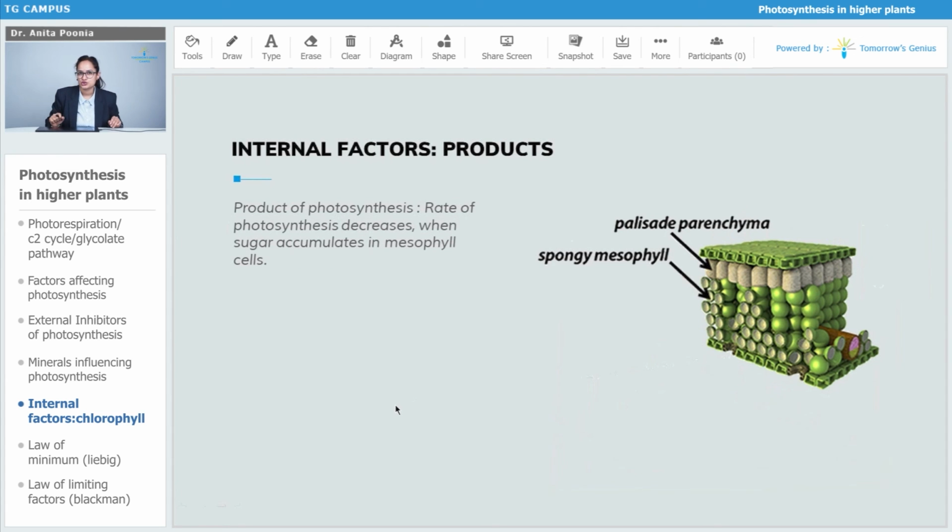The rate of photosynthesis will go down when sugar accumulates in the mesophyll area. The mesophyll area is the point where photosynthesis is taking place. So the rate of photosynthesis will go down when sugar accumulation takes place in the mesophyll cells, because those are the prime cells where photosynthesis is happening, as a lot of chlorophyll is there.